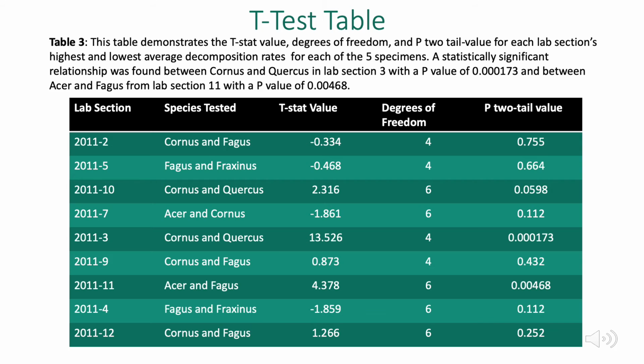The table below represents the t-test results that were used to determine if there were any statistically significant relationships for the highest and lowest average decomposition rates for each species in each lab group. A statistically significant relationship was found between Cornus stolonifera, or red dogwood, and Quercus rubra, or red oak, in lab section 3, with a p-value of 0.000173, and between Acer saccharum, or silver maple, and Fagus sylvatica, or European beech, from lab section 11 with a p-value of 0.00468.